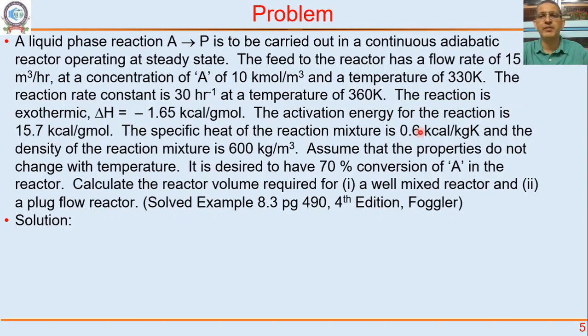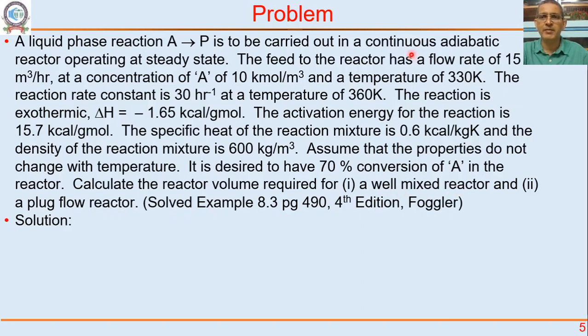Specific heat of reaction mixture is 0.6. Density of the reaction mixture is 600. Assume that the properties do not change with temperature. It is desired to have 70% conversion of A in the reactor. Calculate the reactor volume required if we have a well mixed reactor.